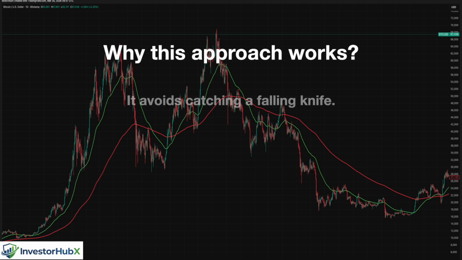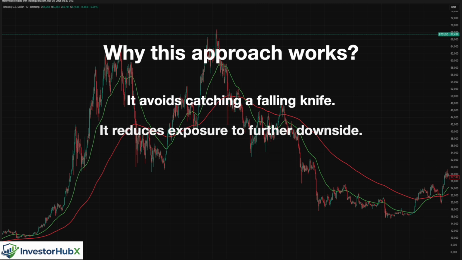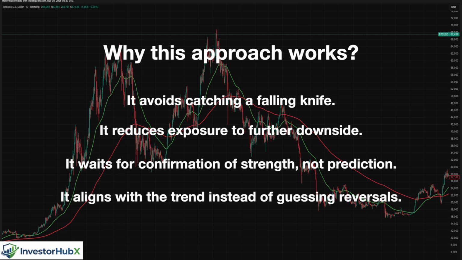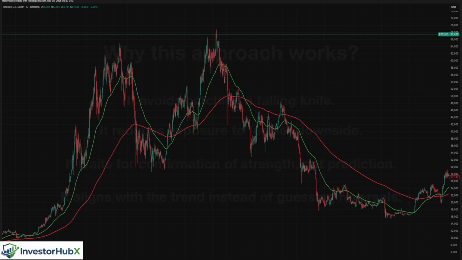This method avoids catching a falling knife. It reduces exposure to further downside. It confirms trend reversal before entering. It prioritizes safety over early entry. However, there is a cost. The trader will miss part of the move. This approach sacrifices early profits in exchange for higher confirmation and lower risk.